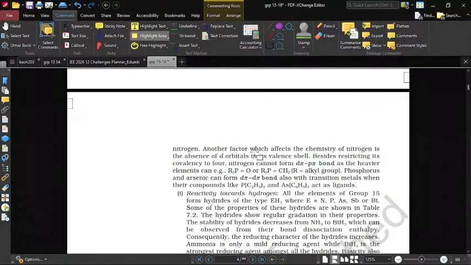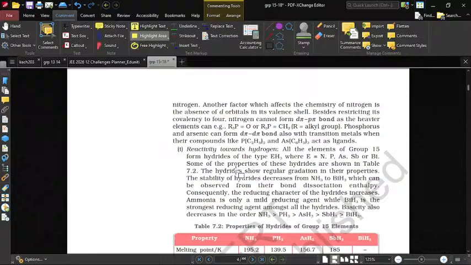Another factor which affects the chemistry of nitrogen is the absence of d orbitals in its valence shell. Besides restricting its covalency to 4, nitrogen cannot form dπ-pπ bonds as the heavier elements can. Examples: R3P=O and R3P=CH2, where R is an alkyl group.